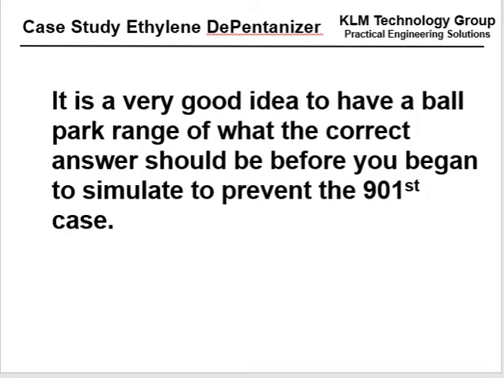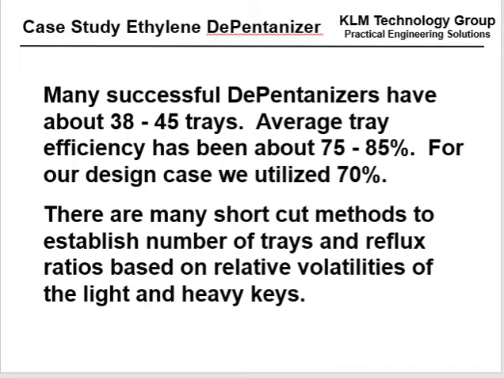It's a good idea to have a ballpark range of what the correct answer should be before you begin to simulate, to prevent the 901st case. Many successful depentanizers have about 38 to 45 trays. Average tray efficiencies have been about 75 to 85%. For our design case, we utilized 70%, so we were very conservative. We didn't use the bottom range, 75. We for sure wouldn't use the upper range of 85%.